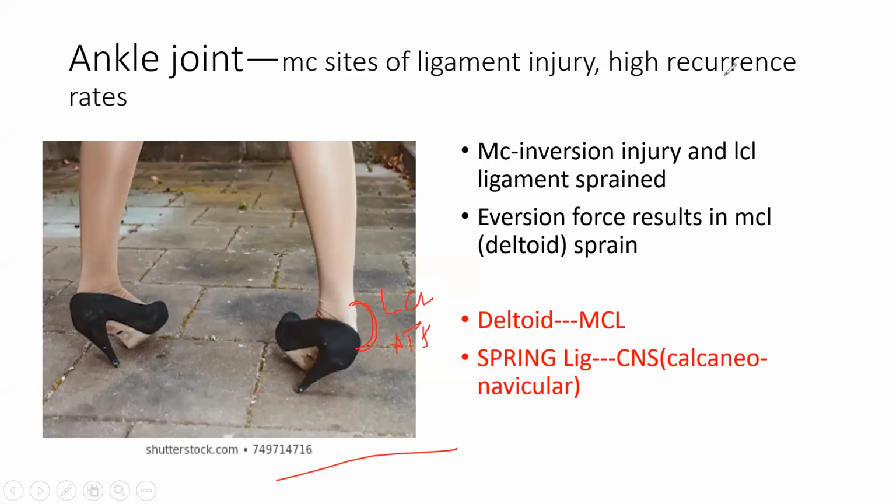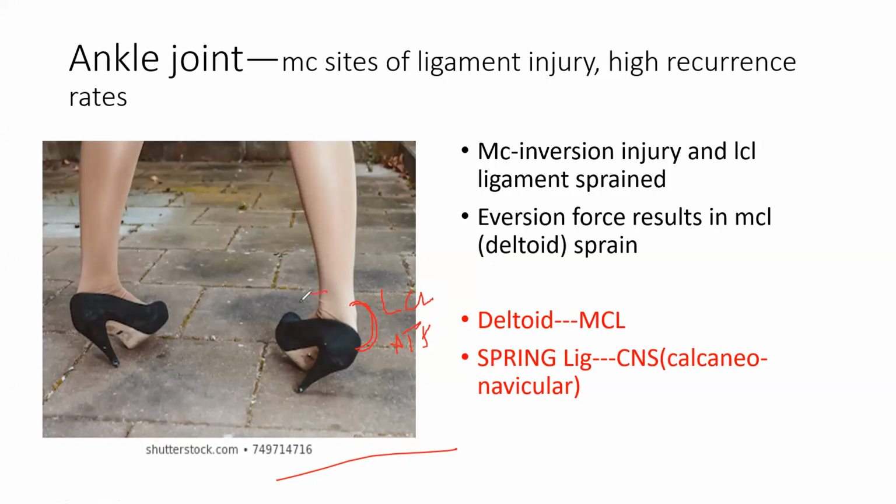So it is the most common site of injury, and there is a high recurrence rate. Sprain is something that has many recurrences. Now, the most common is inversion injury. Sometimes you get an eversion injury. So this is the typical most common type.